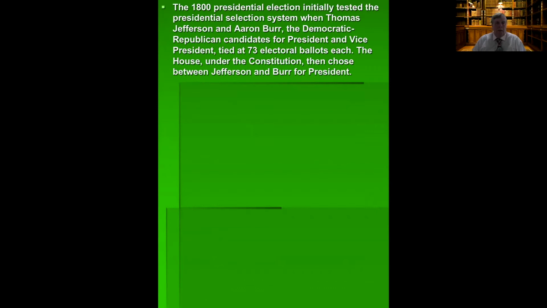The 1800 presidential election initially tested the presidential selection system when Thomas Jefferson and Aaron Burr, the Democratic Republican candidates for president and vice president, tied at 73 electoral ballots each. The House, under the Constitution, then chose between Jefferson and Burr for president. We talked some about this earlier.